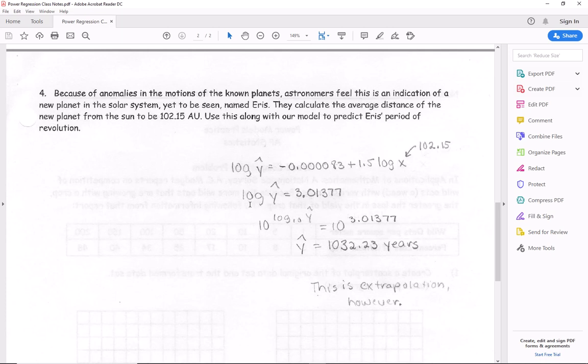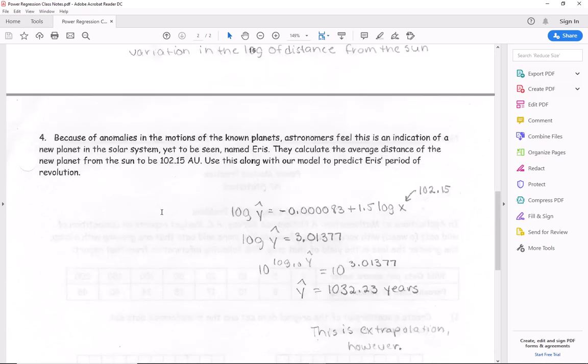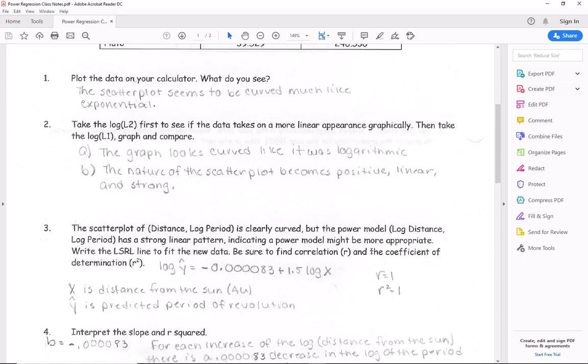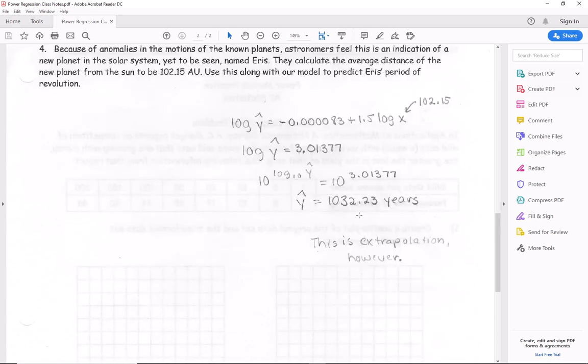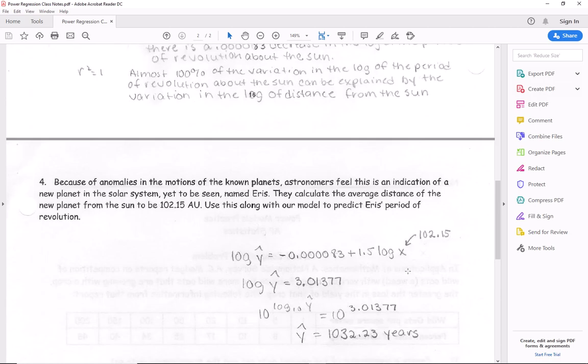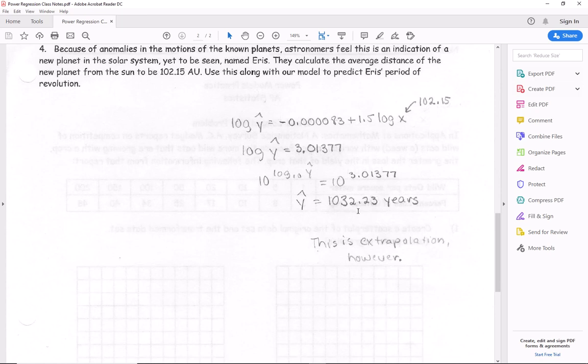So just use both of these as exponents to put on base 10, and you notice when the two bases are the same, the y-hat drops out, this becomes a number. The input was way beyond 39.529, so you would expect the output to be way beyond this output of 248.530. So you get 1032.23 years as a prediction, be it an extrapolation or whatever.